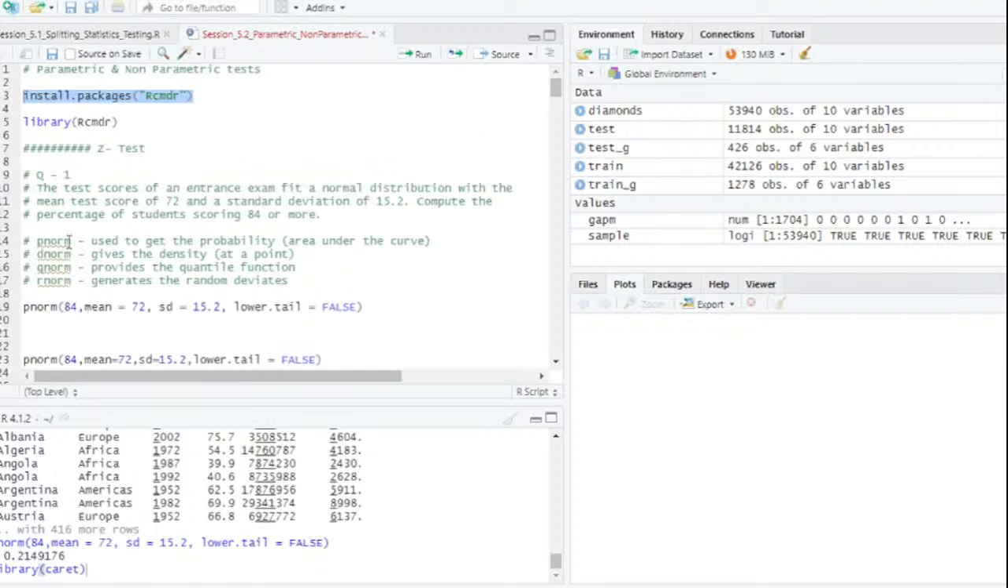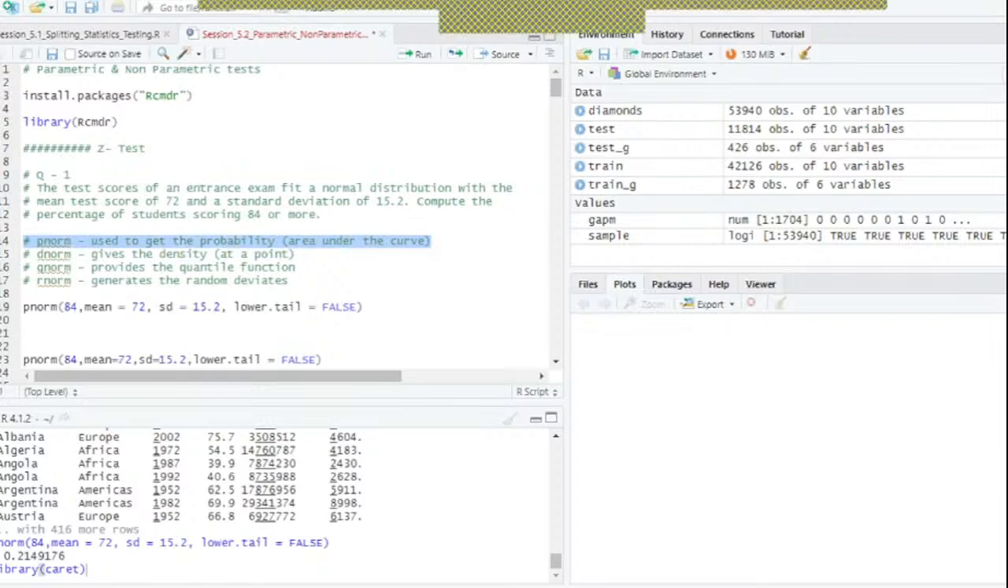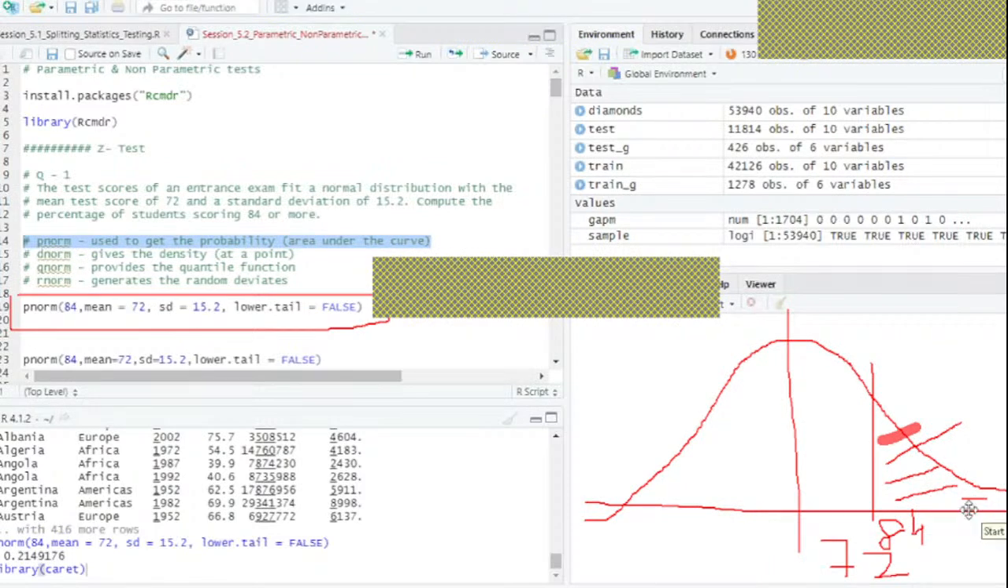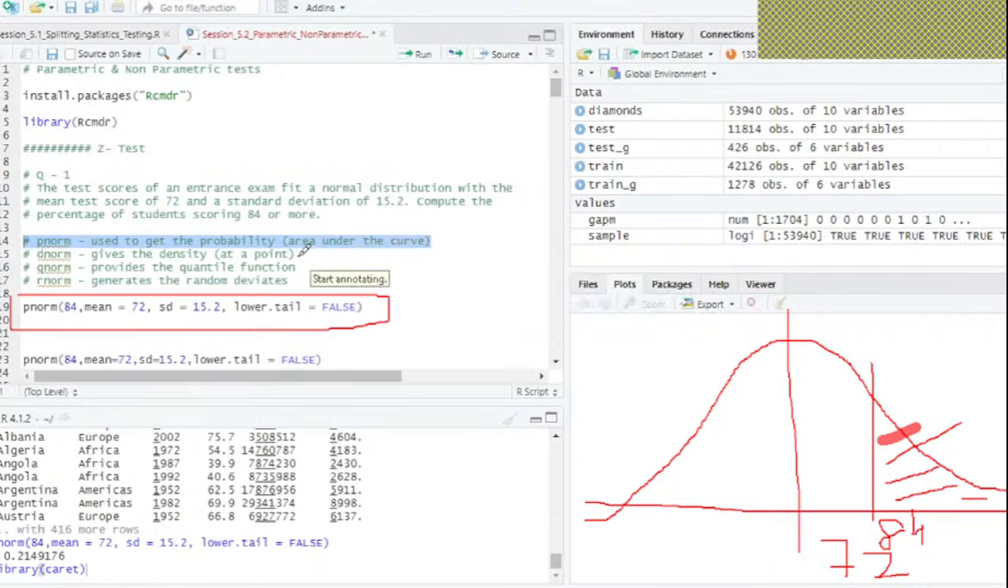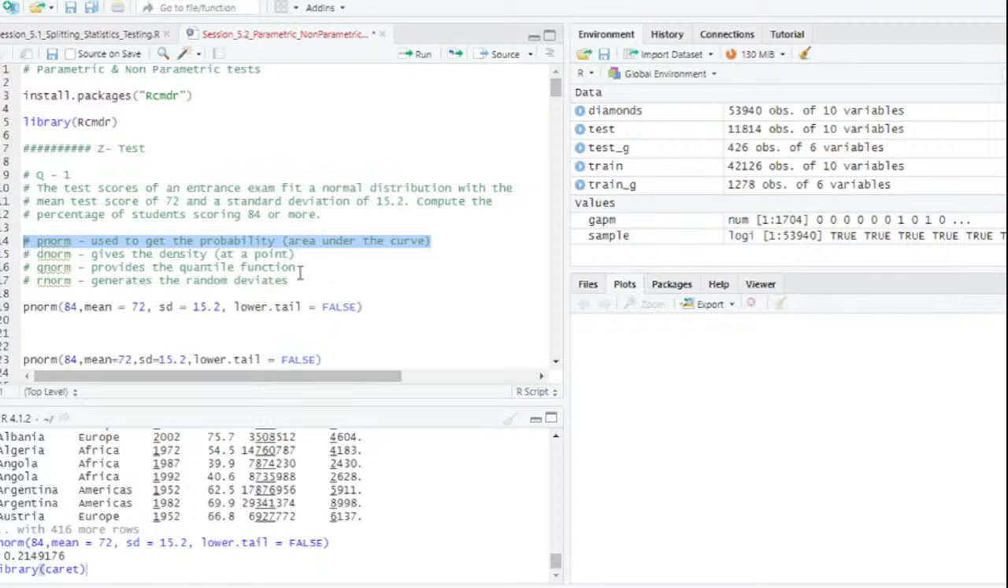Okay, then there are four different ways you can calculate the probability. Pnorm is used to get the probability, the area under the curve, right? So you could see this, what I was showing, that is area under the curve, right? Now dnorm gives you the density at a point. What is the density at a single point? Remember density? I showed the density when we were doing the violin chart, right? How much is the density at a particular point? How many observations are there at a single point? So dnorm will give you that. And qnorm and rnorm, we will not be doing it, but you can try later, right?